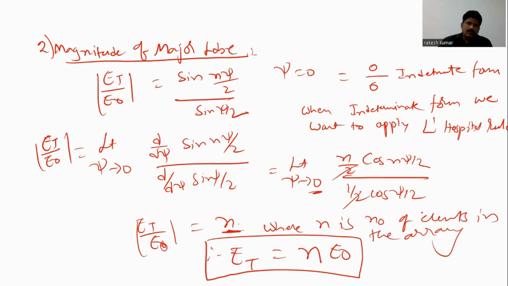Okay, so this is the second property. Now let us come to the third property, which is null. Same procedure: whatever procedure we have done for the broadside array, the same procedure we follow for the Endfire array. The only difference is that there the value of psi is beta d cos theta, but here the value of psi is beta d cos theta plus alpha. What is the value of alpha? Alpha is equal to minus beta d. That is the only change we want to consider.